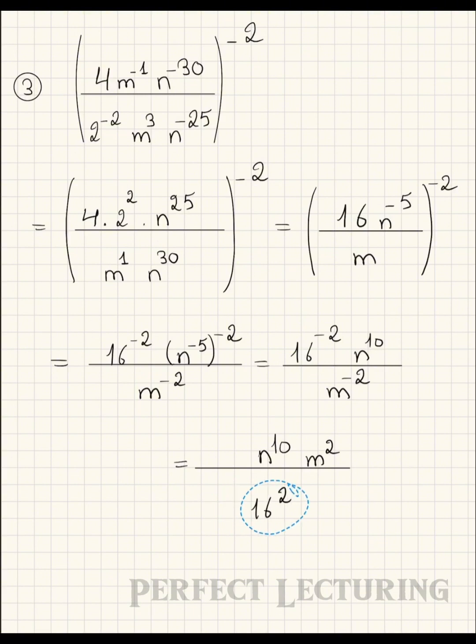Let's move this to the middle. And finally, I can keep it like that, or I can simply say it's n to the 10, m to the 2, and 16 to the power of 2 is 256. That's the final answer.